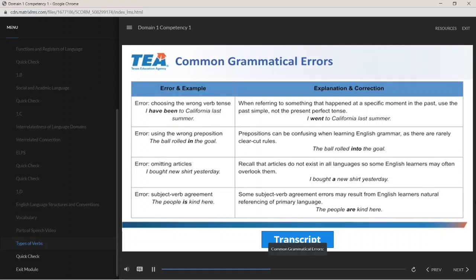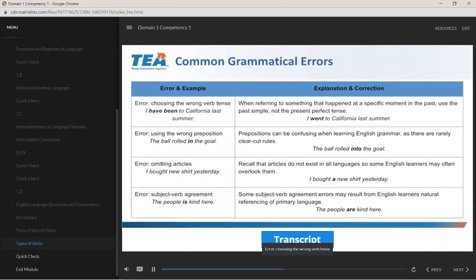Common grammatical errors. All students, including English learners, will make grammatical errors as a natural part of the learning process. This chart lists a few common errors, sentence examples, a possible explanation for the error, and the corrected sentence.